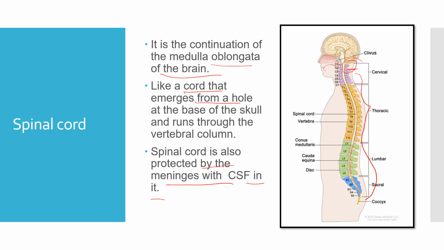So meninges is the outer covering, having 3 layers, and it is having cerebrospinal fluid or CSF inside that, which will protect it from the shock and all. So the spinal cord, you can see this part is the cervical region, this part is the thoracic region, and this one is the lumbar region. The last part is the sacral, and this tail part is the coccyx. So these are all the parts of the spinal cord.